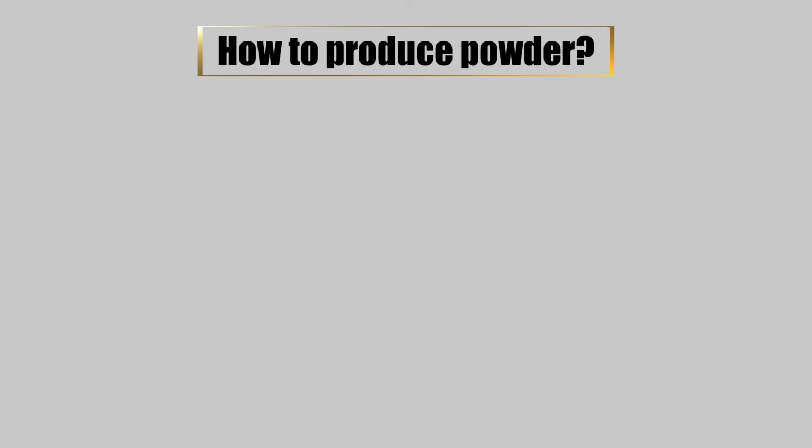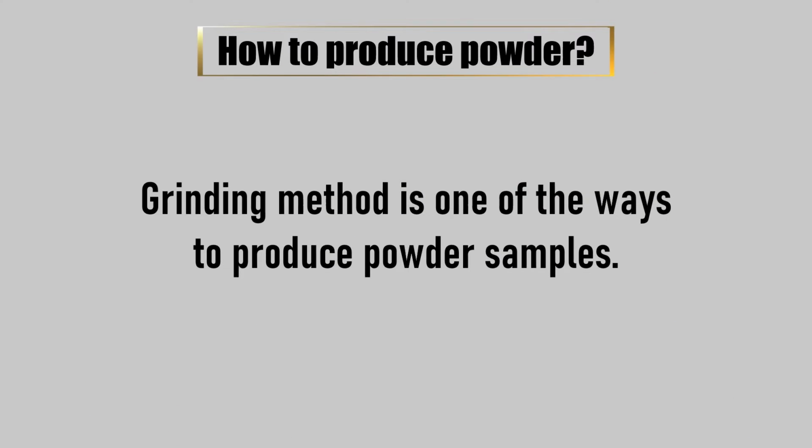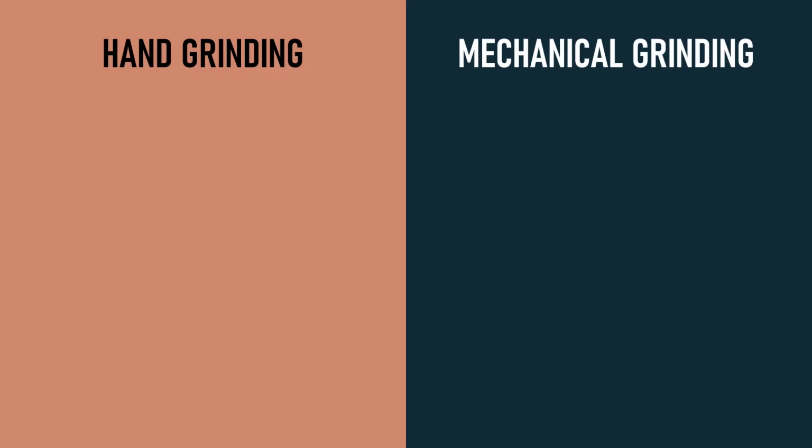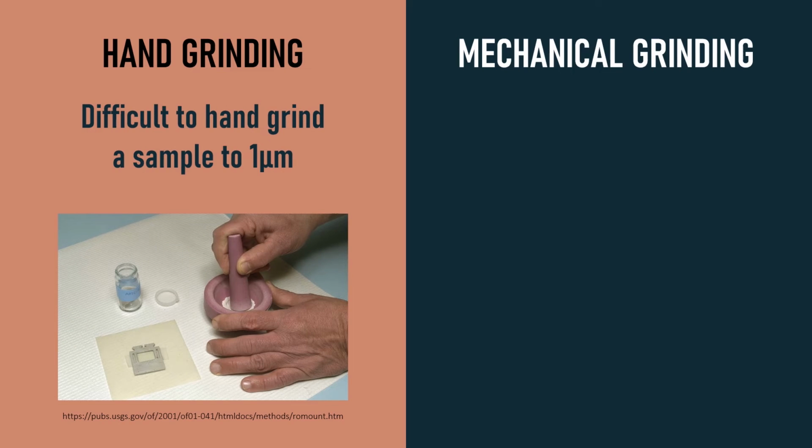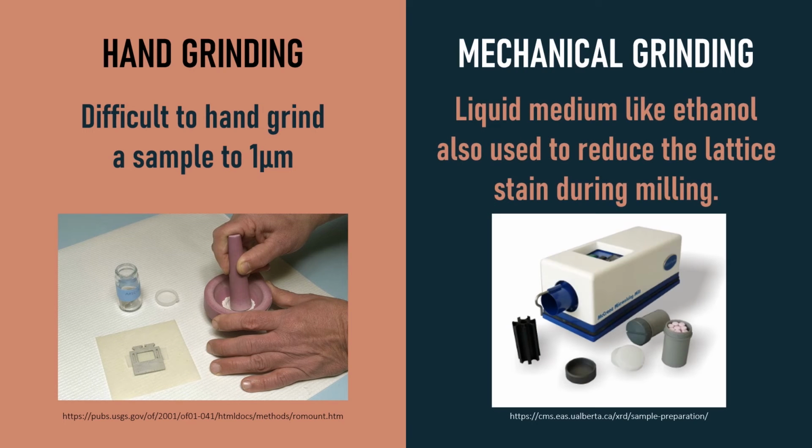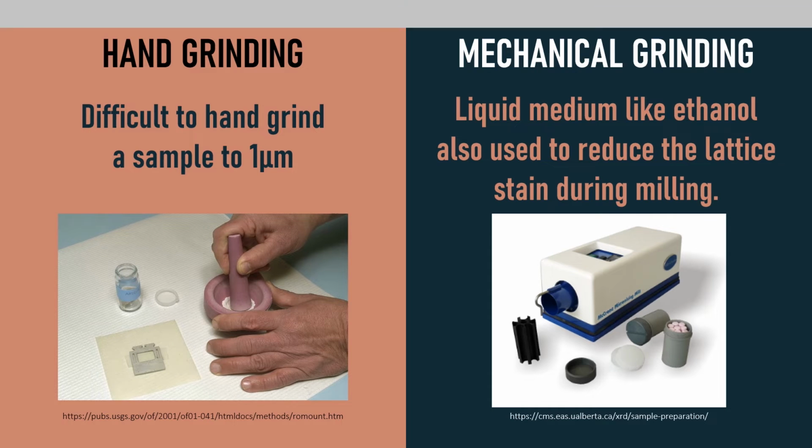How to produce powder? Grinding is one of the ways to produce powder samples. There are two types of grinding methods, which are hand grinding and mechanical grinding. Basically, it is difficult to hand grind a sample to 1 micrometer. Hence, mechanical grinders are needed. A liquid medium like ethanol is also used to reduce the lattice strain during milling.